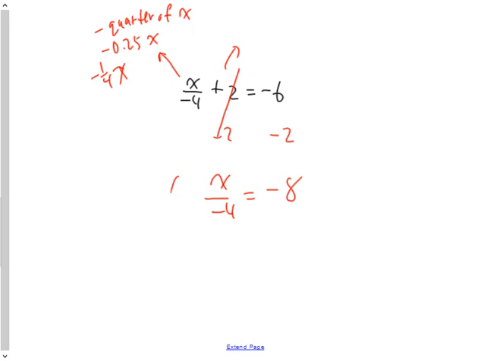And if I multiply both sides by negative 4, that's the opposite of dividing by negative 4. I'll leave myself with x, but if I do it to one side, I do it to the other. And a negative 8 times a negative 4 is a negative 32. No, it's positive 32. Thank you.